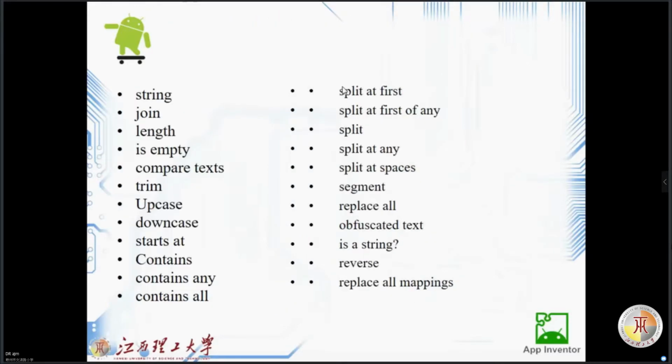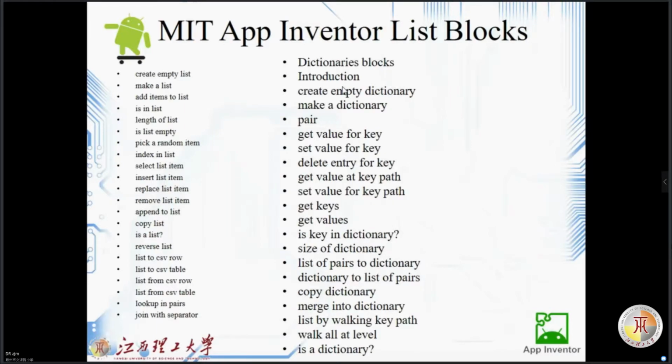Still, we have some string parts, like length, and checking whether the string is empty or not. Like in the C language, we have some parts to check the string. Here also we have them in App Inventor. Then the list blocks: create empty list, make a list, is it a list, get the key, pair. These are the dictionary blocks. All this part we have, which we should use.